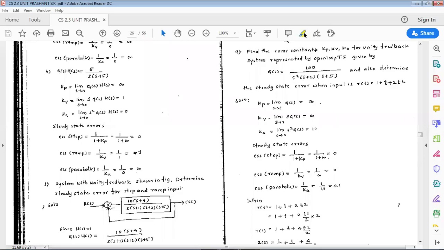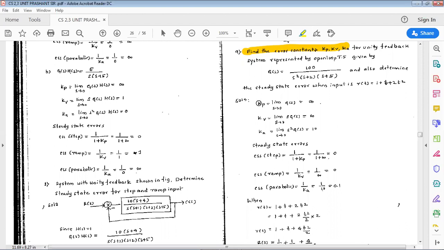Hello students. So we'll start with the next numerical. The problem statement goes in this way. Find all the error constants Kp, Kv, Ka for a unity feedback system represented by an open loop transfer function given by G(s) = 100 / (s^2 (s+2)(s+5)), and also determine the steady state error when the input is r(t) = 1 + t + 2t^2.